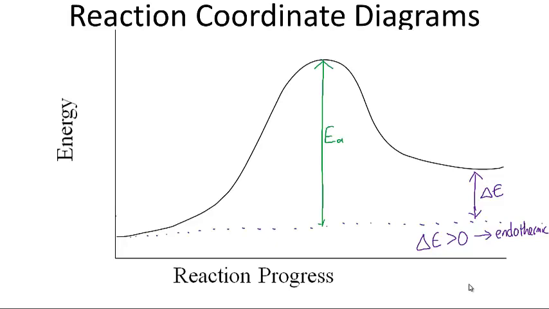It can tell you the activation energy of a reaction. So the higher the hill, the bigger that energy barrier for the reaction to occur. And it can also tell you the change in energy for the reaction, so whether the reaction is endo or exothermic.